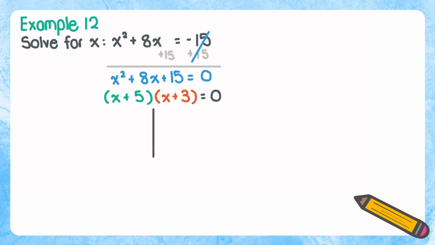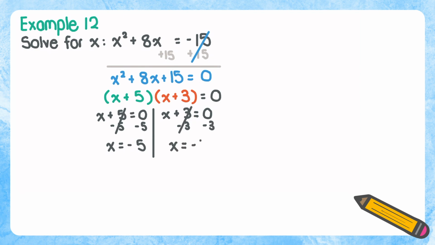And then here I have a product, so I'm going to apply the zero product property. So either x plus 5 equals 0 or x plus 3 equals 0. The two options. And here I'm solving for x. So for the first option, I get x equals -5. In the second option, I get x equals -3. So I have two solutions, x equals -5 or x equals -3.